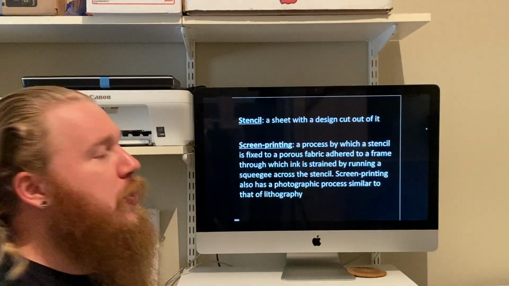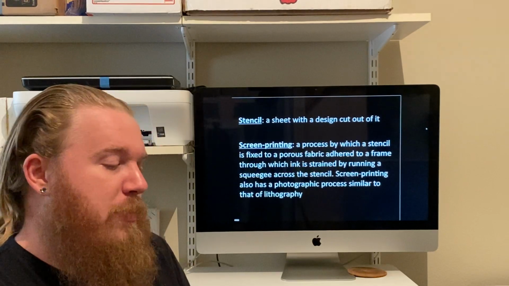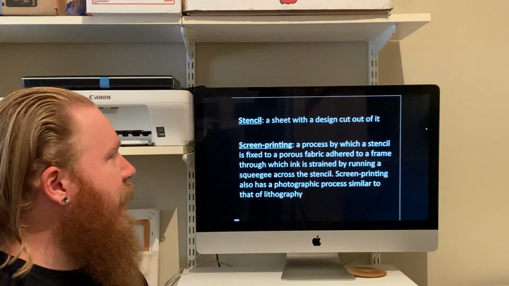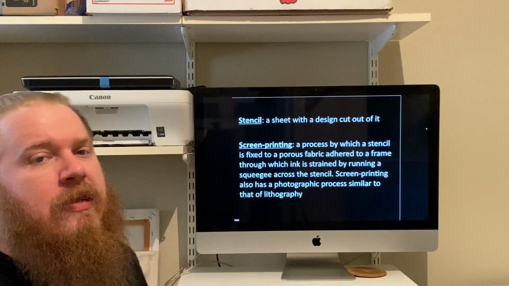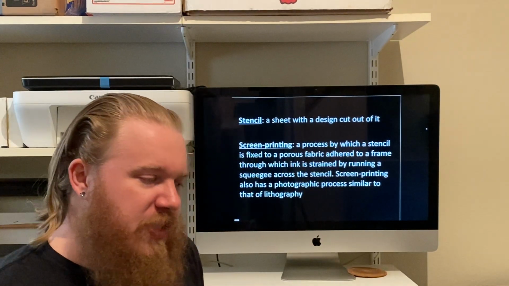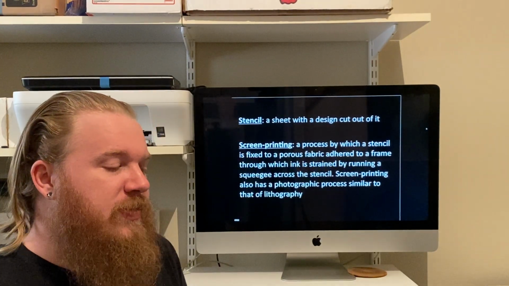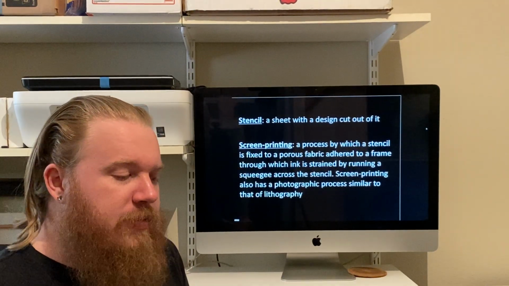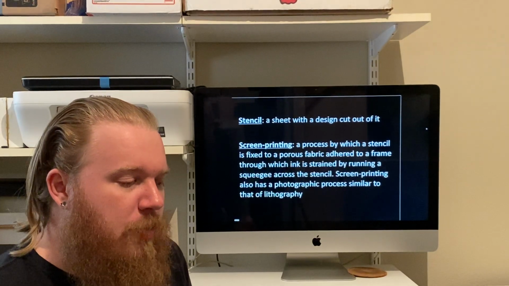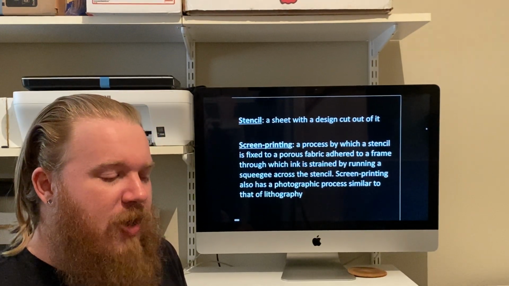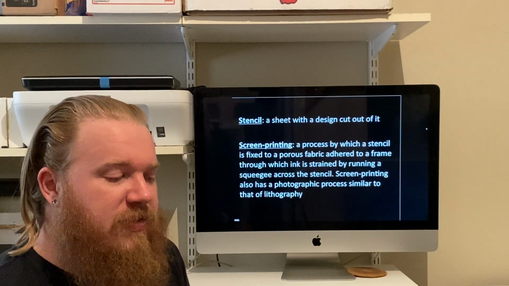Now, aside from that, the newest printmaking form is screen printing. And screen printing is based on the idea of the stencil, which is a sheet with a design cut out of it. We should be familiar with what a stencil is. But screen printing is a process by which a stencil is fixed to a porous fabric adhered to a frame, through which ink is strained by running a squeegee across the stencil.